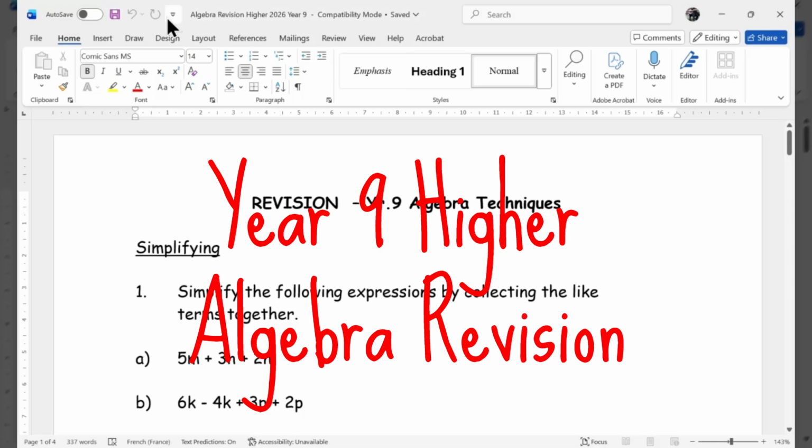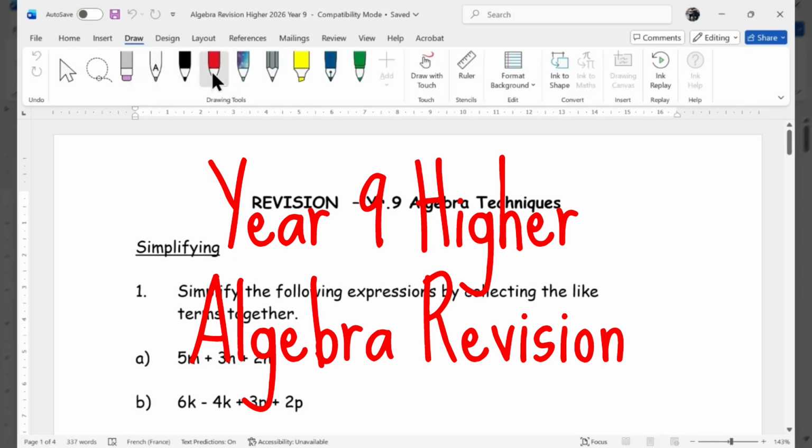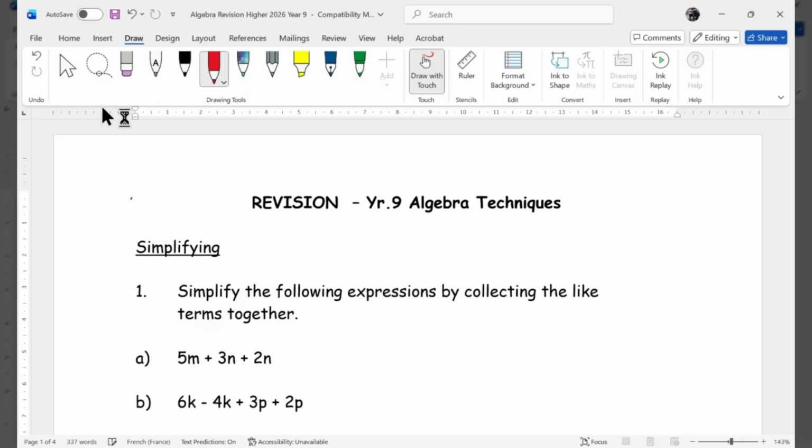Hi guys, let's get on with some revision for this test that we've got coming up. Let's pick a nice pen. Hopefully that one works. Okay, right, here we go.